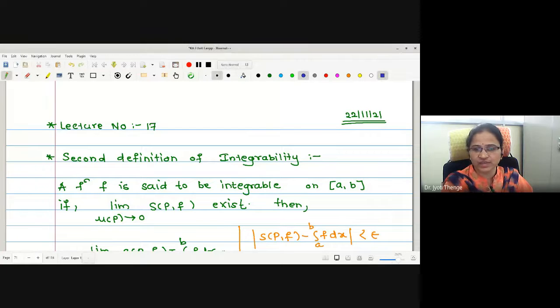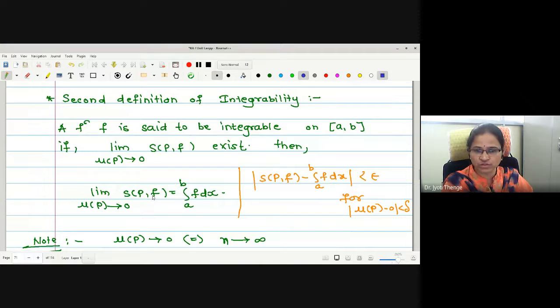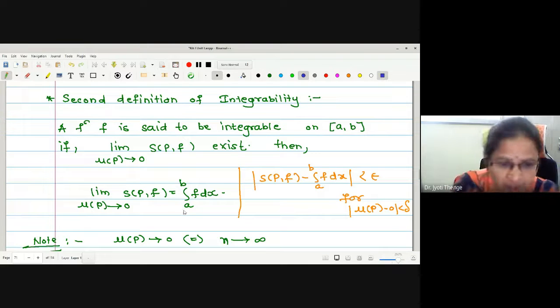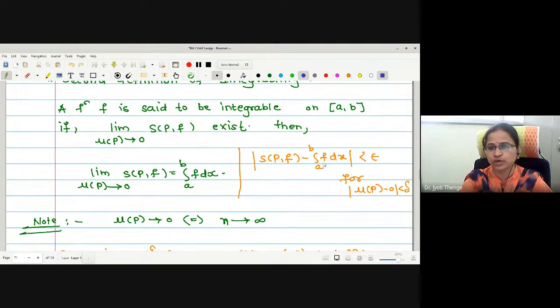In the last lecture, we have seen the second definition of integrability, also called the Riemann definition of integrability. According to this definition, the function is said to be integrable on the closed interval [a, b] if the limit of this SPF, with respect to which either the norm of P tends to 0 or n tends to infinity, exists. Then the limit value is nothing but the actual integration from a to b. In terms of epsilon-delta notation, we can write the same definition like this.